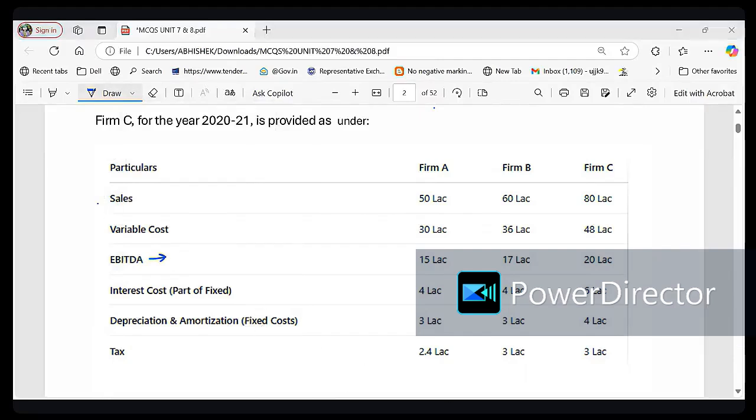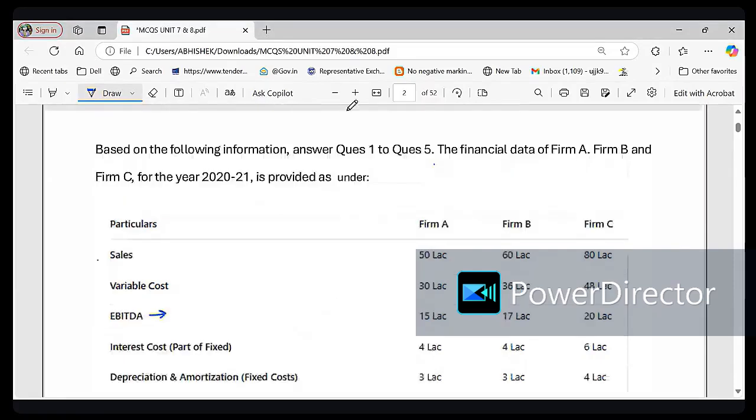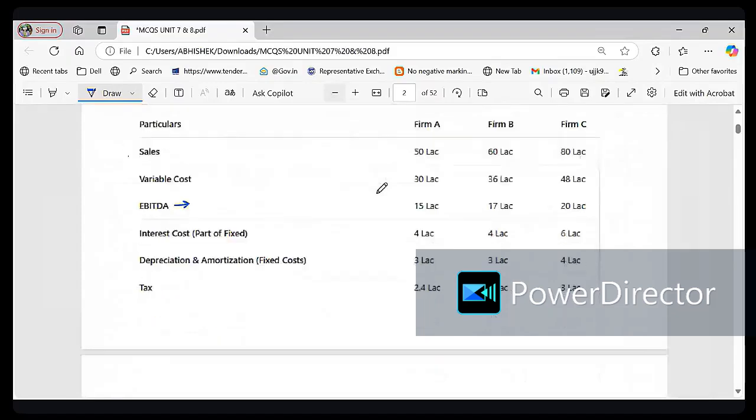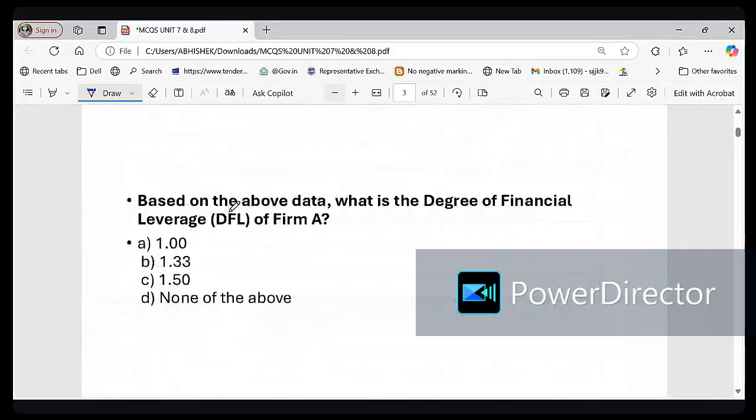Good evening everyone. I hope everyone is listening to my voice. So this is the financial data of the firm A, B and C. Now let's see this question. I will again provide you the slide. Now let's see the first question. Based on the above data, what is DFL of firm A? You have to calculate the degree of financial leverage of the firm A.